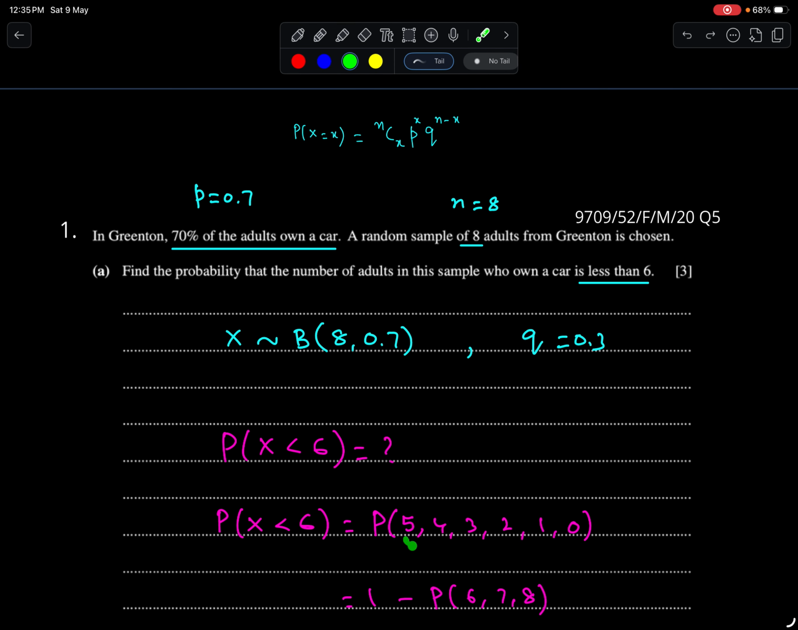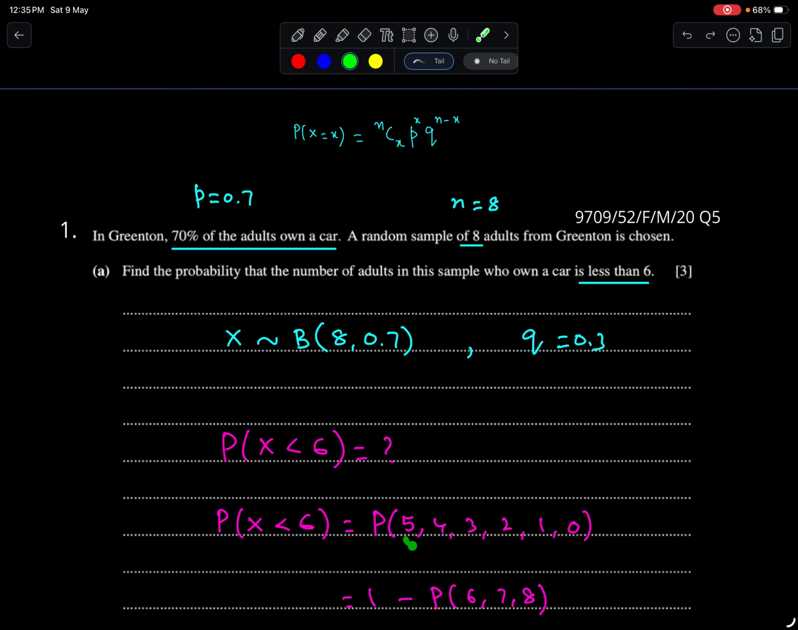Next point: a random sample of 120 adults from Greentown is now chosen. Since n is large, use an approximation, normal approximation. In binomial, whenever it says use an approximation, always use normal approximation in S1, not in S2. In S2 there is one other approximation, I'm not discussing that here. Use an approximation to find the probability that more than 75 of them own a car.